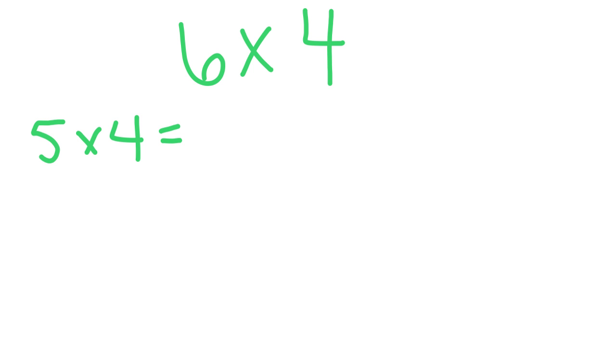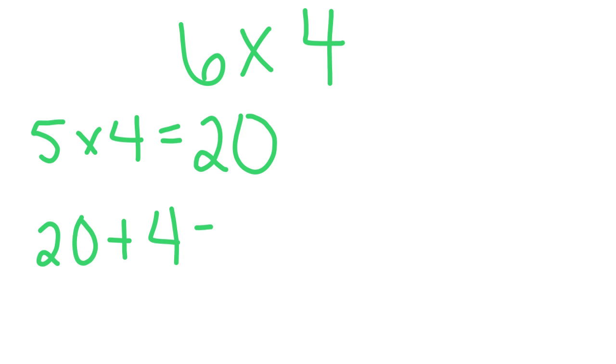Or I could skip count by 5 4 times. 5, 10, 15, 20. So I know that 5 times 4 is 20. And then I just need to add one more group of 4. So 20 plus 4 equals 24.